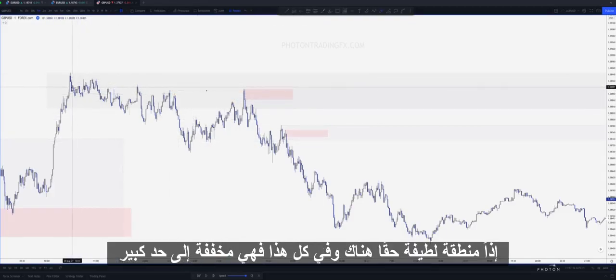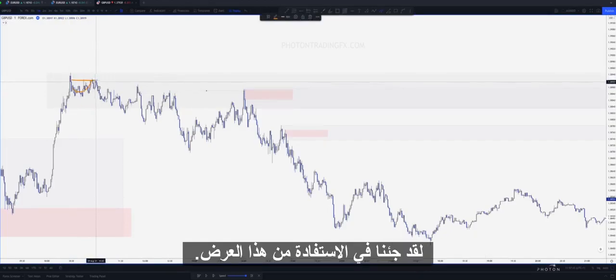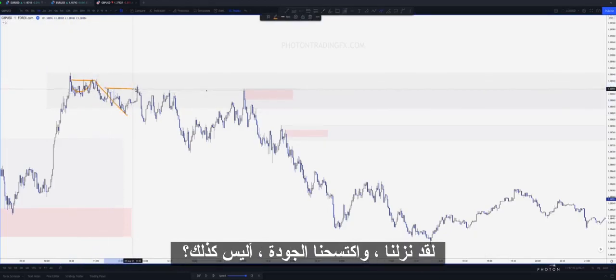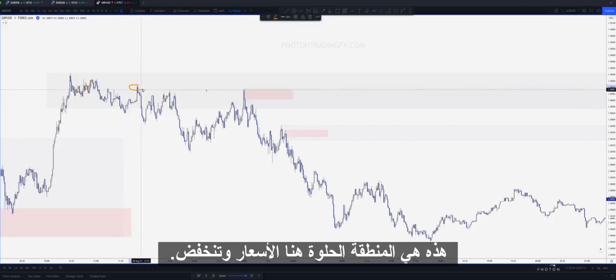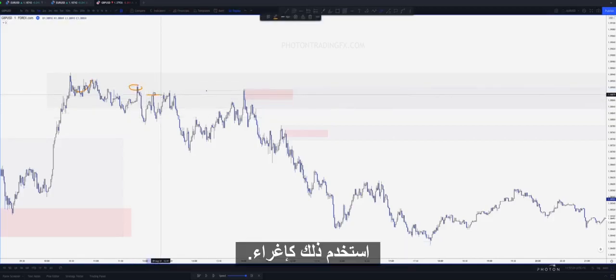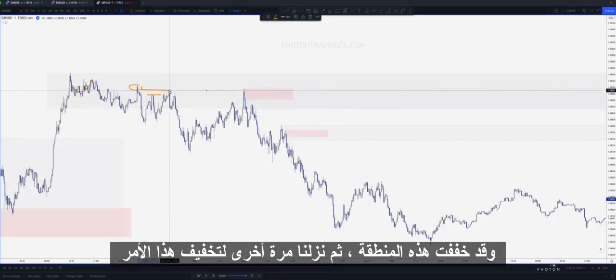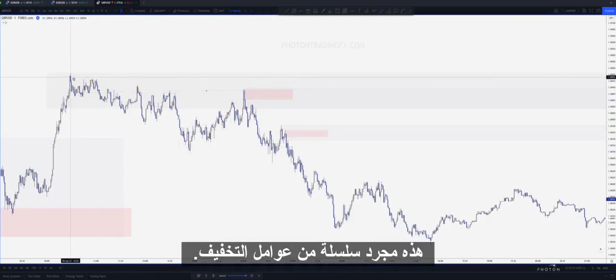And then all of this is pretty much mitigated, right? We came in, tapped that supply, we've come down. We swept liquidity, right? So that's a sweep zone here. Price then comes down, uses that as inducement, and it's mitigated this zone. Then we've come down again, mitigated this zone, right? So we're just following the money. This is just a series of mitigations.